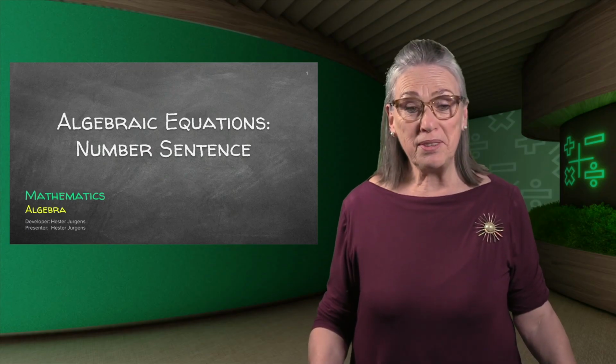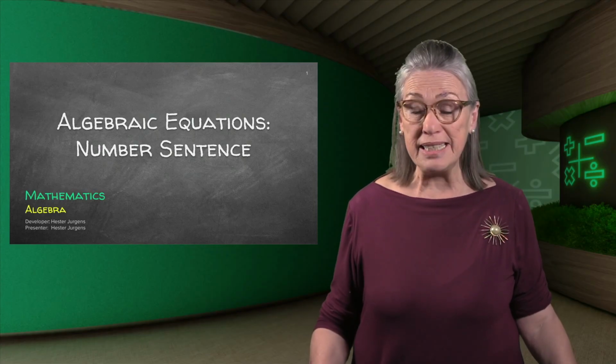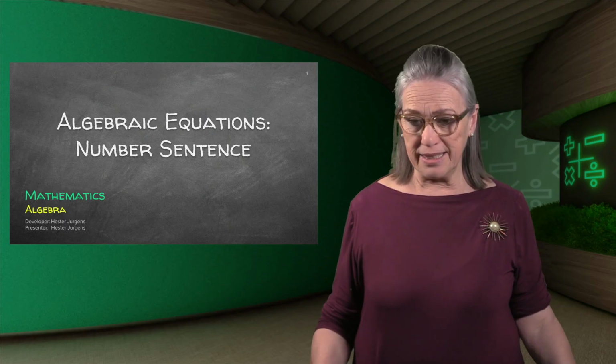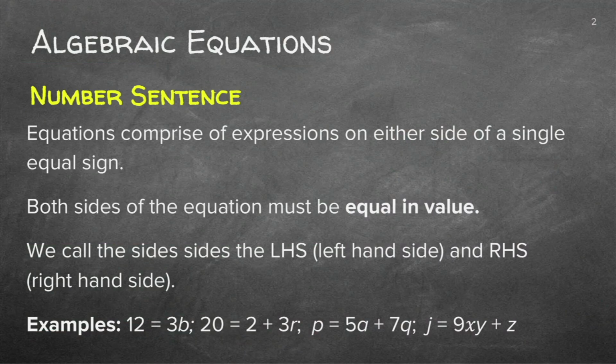We're still busy with algebra, and today we're going to do algebraic equations and number sentences. Okay, so what is a number sentence? Equations comprise expressions on either side of a single equal sign. That is an equation. Both sides of an equation must be equal in value.